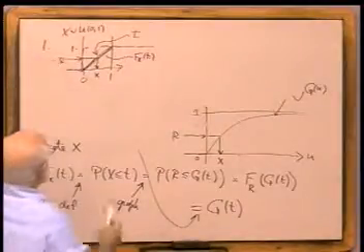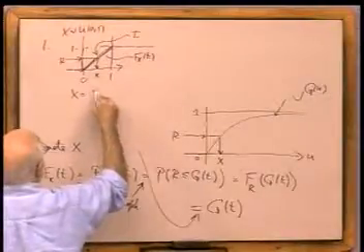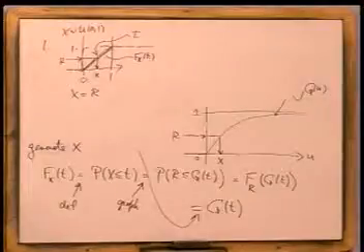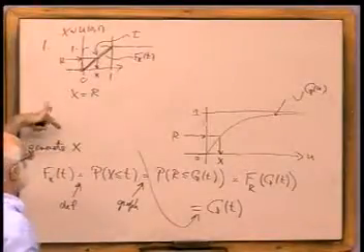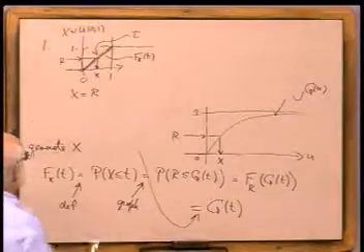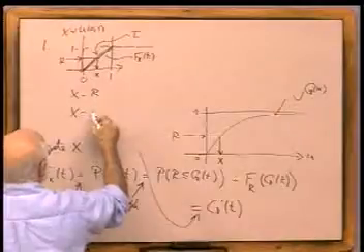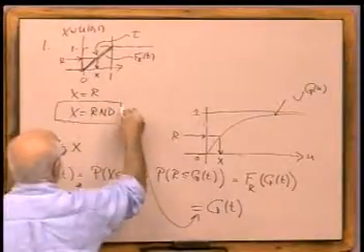So what does that mean? What this graph says is that x equals r. Am I right? Okay, so therefore, if x equals r, or r equals x, the same thing, that means that my instruction would be x equals r and d. That's my instruction.